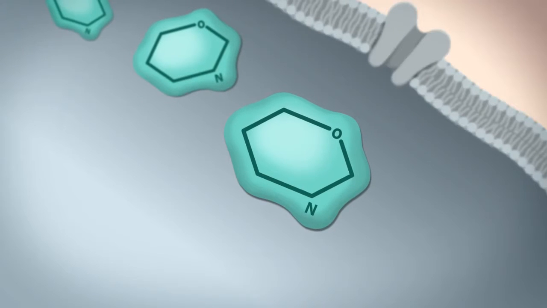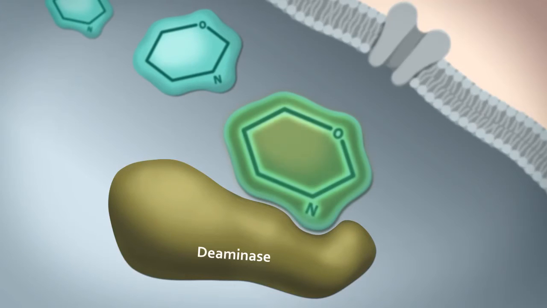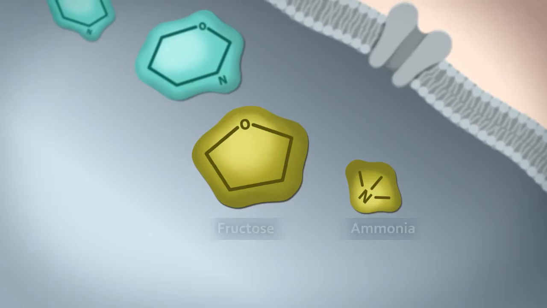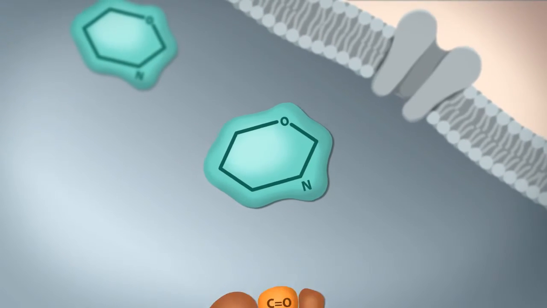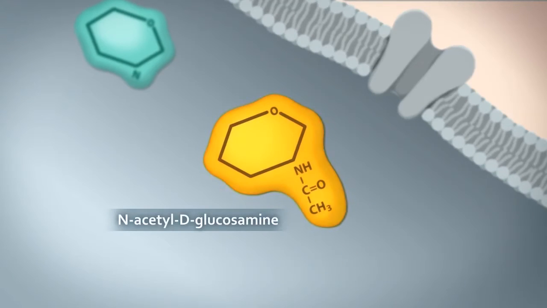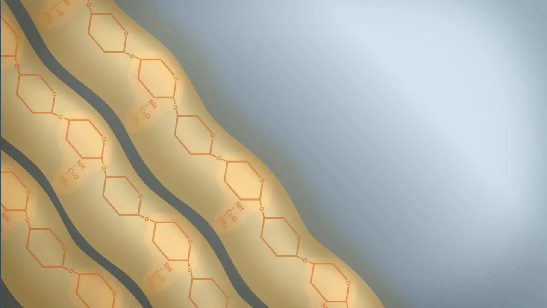After cell entry, the small molecule glucosamines may be attacked by deaminase enzymes and broken down to fructose and ammonia. Any glucosamine sulfate or glucosamine hydrochloride that is not deaminated must then be metabolized into N-acetyl-D-glucosamine before being incorporated into joint macromolecules, such as hyaluronic acid.